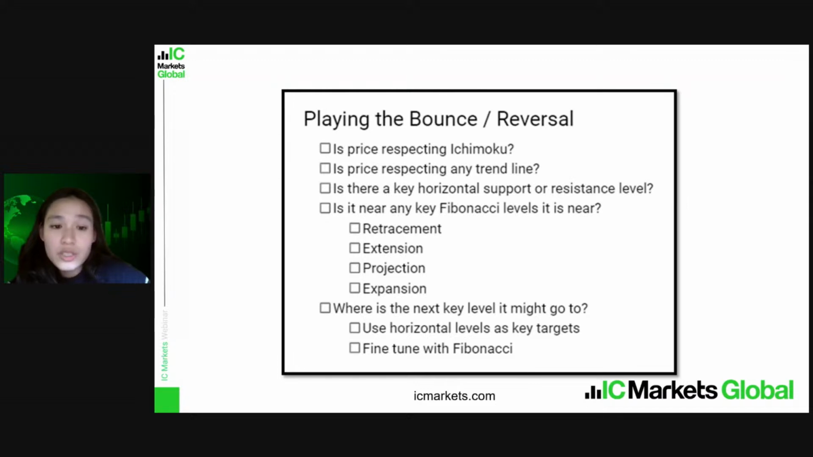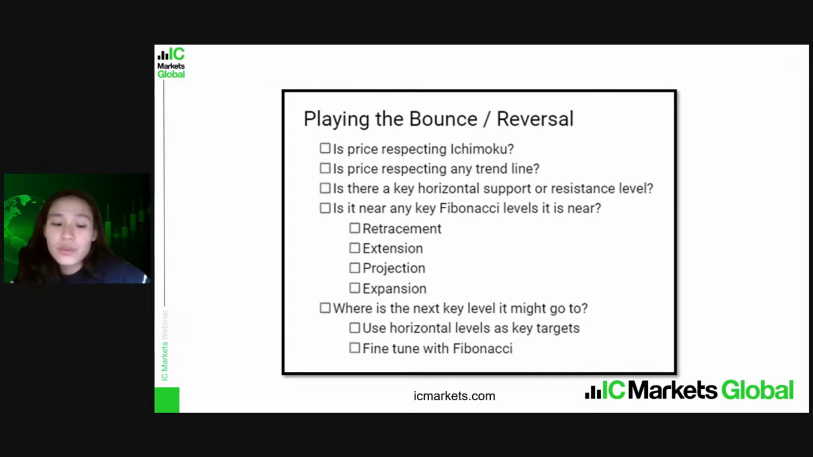We use horizontal levels such as your support and resistance levels as key targets, and then you fine-tune these levels with Fibonacci. We'll go through some of these steps during the live analysis session after I'm done with our slides. But this is the guide or checklist that you can go through if you are looking to play the bounce or reversal.